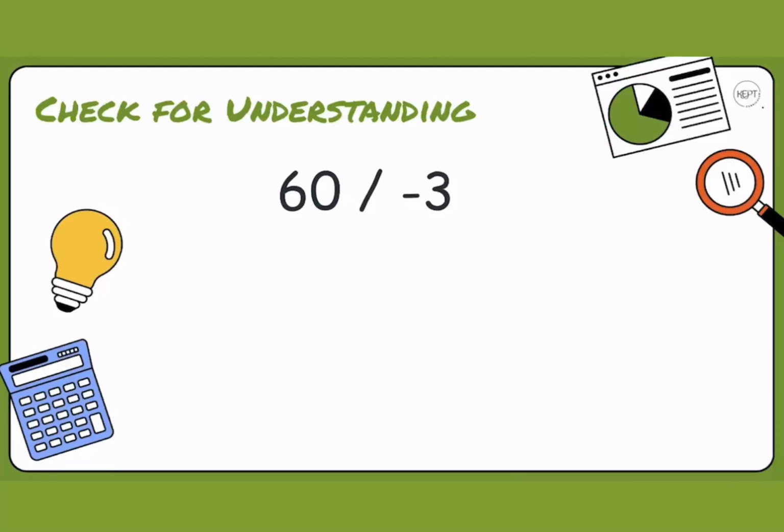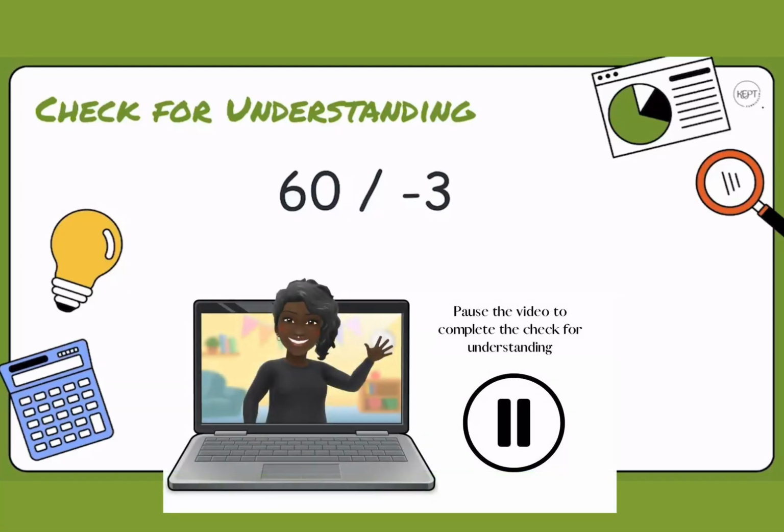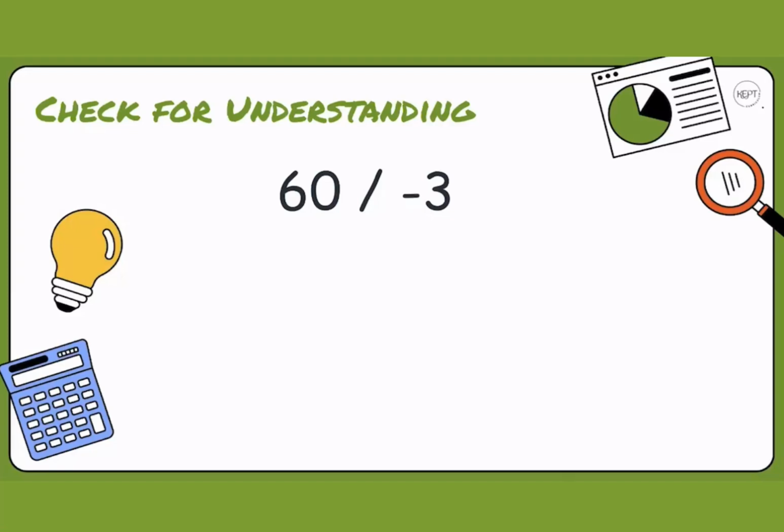All right, welcome back. Let's look at this check for understanding and see how well you understand this one. So we're going to start with 60 divided by a negative 3. That means we have to start out with 60 positive pieces. Hopefully you were able to draw that out quickly. I'm going to zoom through this one and draw it out for you just to show 60 positive pieces.